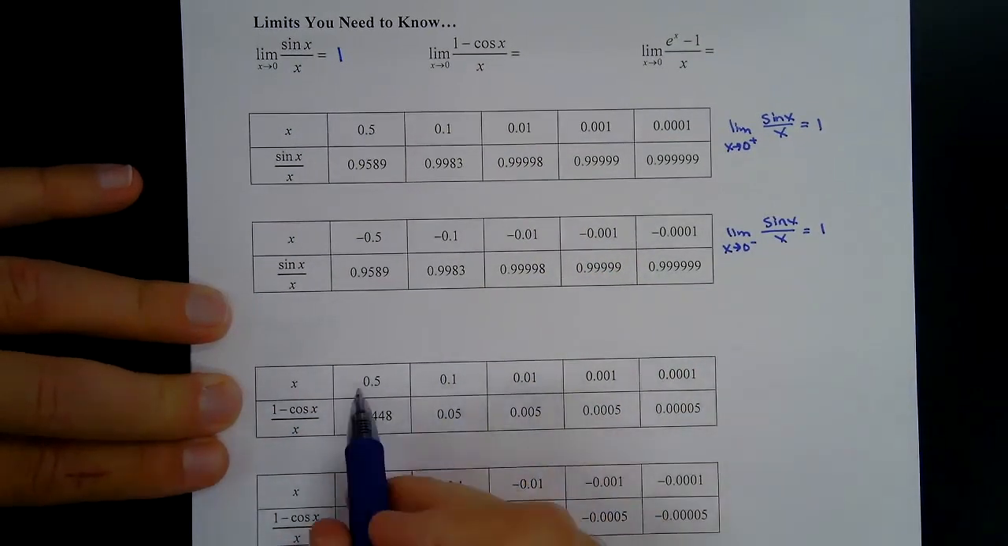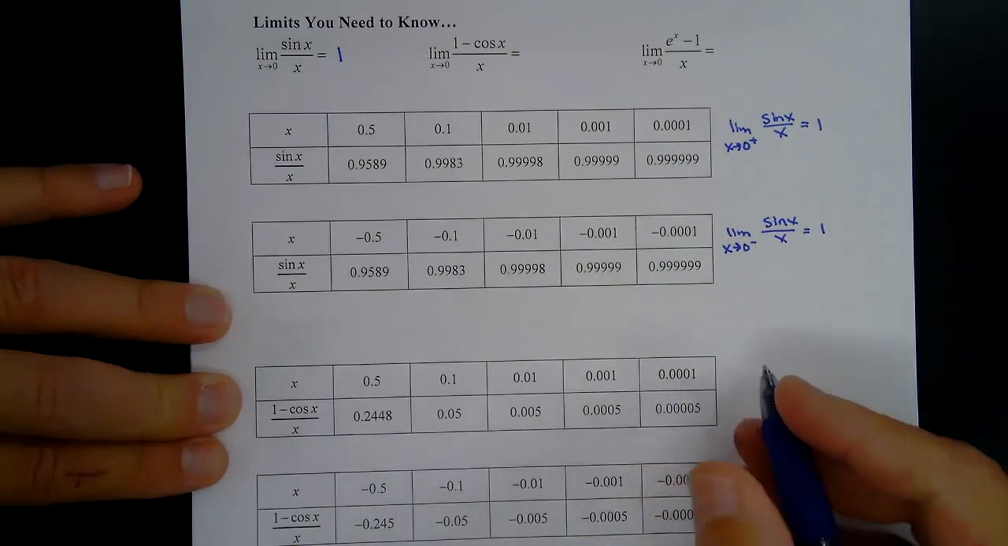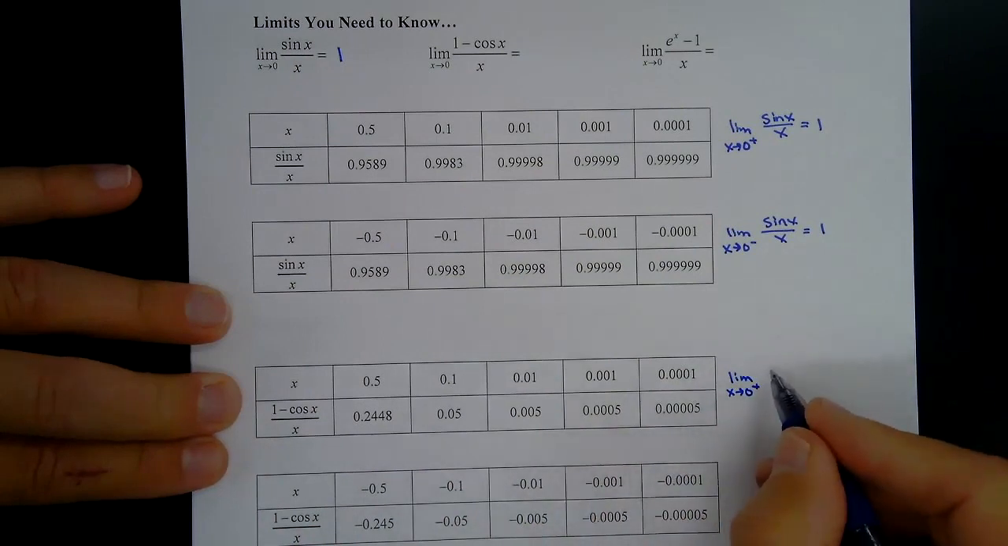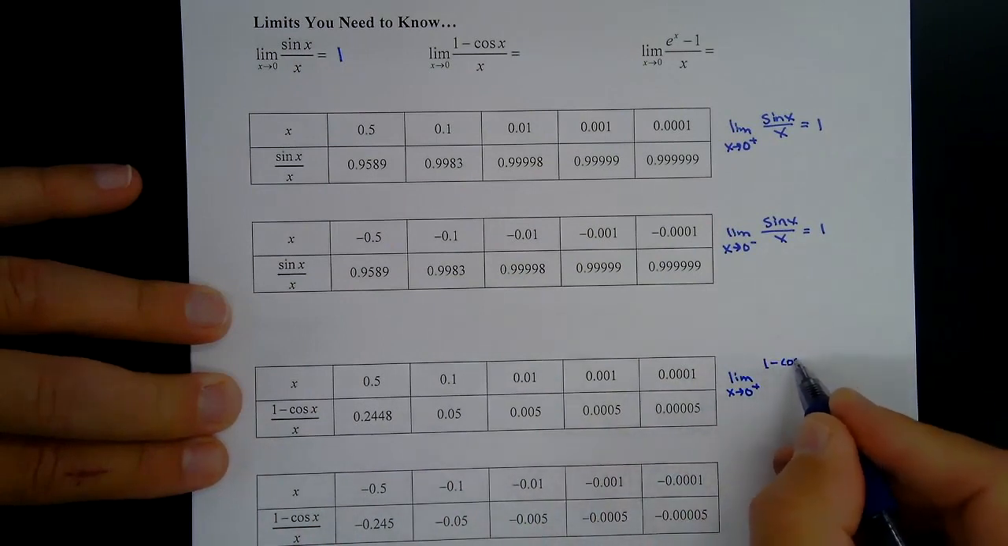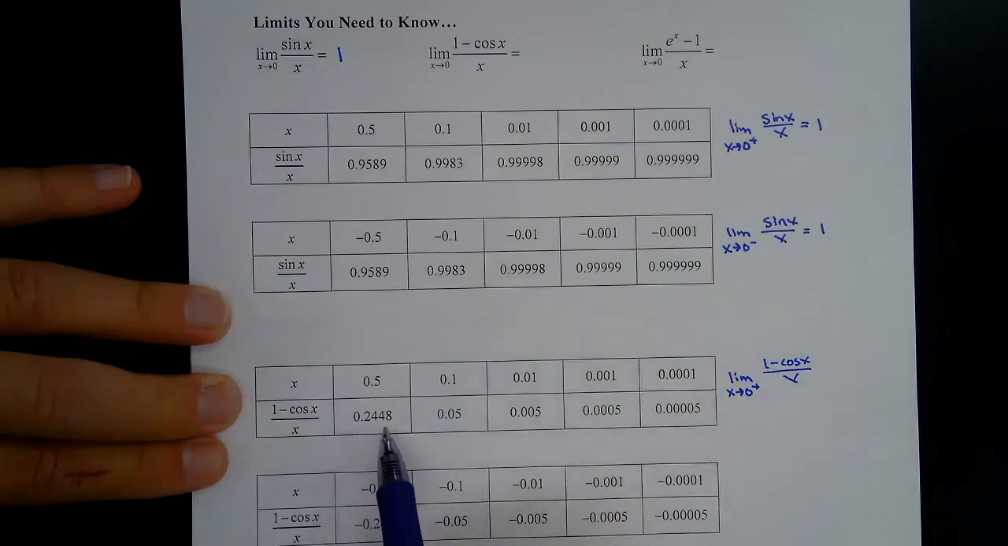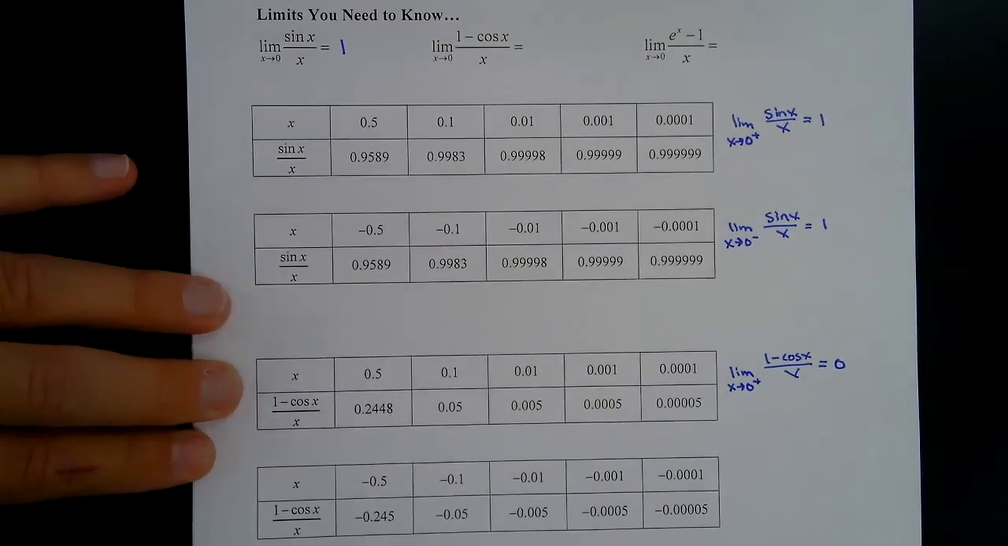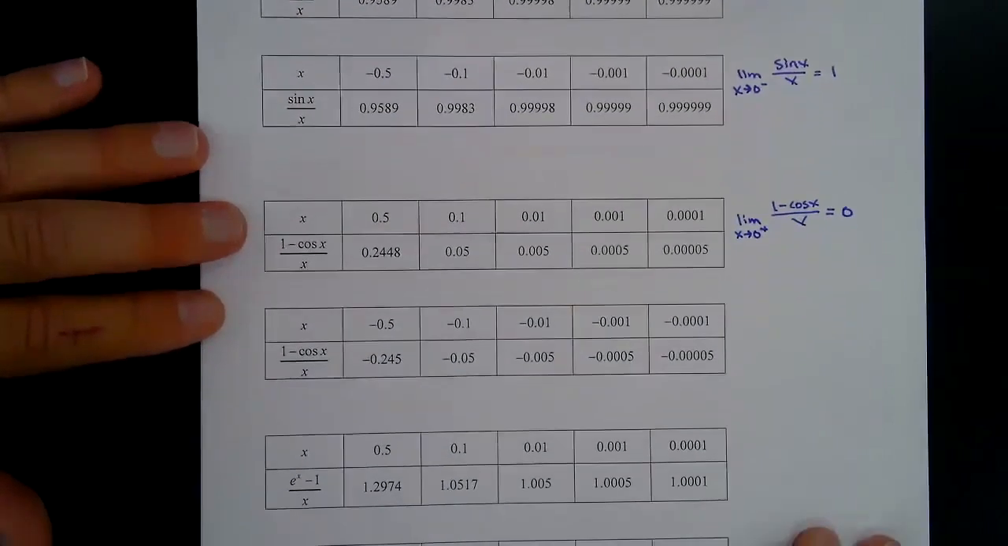This table right here, x is getting closer and closer to 0. So the limit as x gets closer to 0 from the right of 1 minus cosine x over x, and what this is getting closer and closer to is the number 0. And let me slide this up a little bit.